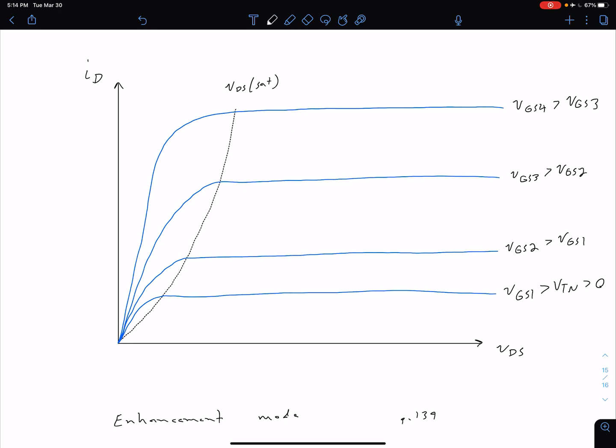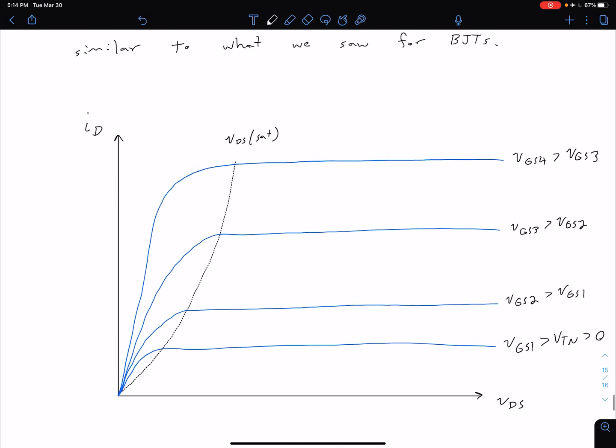Another thing that we notice is we have this dashed line over here corresponding to our VDS sat. Remember, our VDS sat was just equal to VGS minus VTN. So this is our gate voltage minus VTN. That's why we see the value shifting over to the right as our VGS is increasing. So we can mark these points on each of the curves that correspond to the different VDS sats. And what we see is that for higher VGS, of course, we have a higher VDS sat.